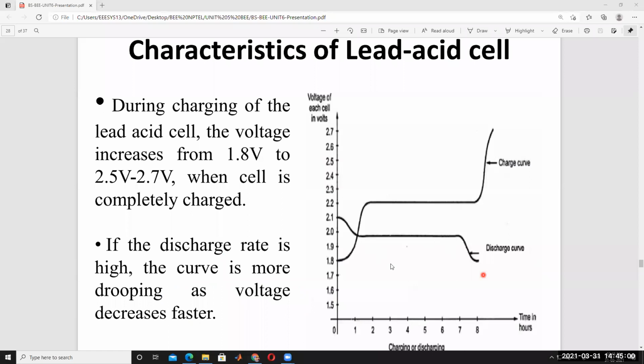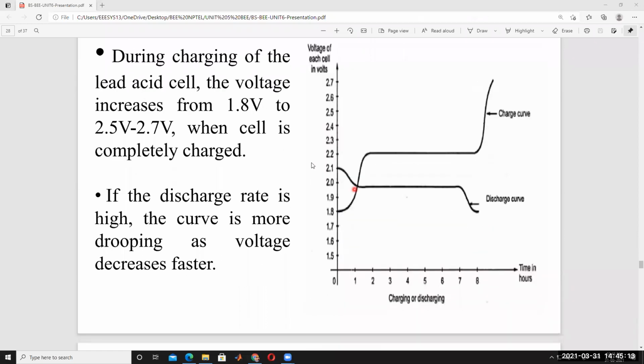And this is called discharge curve. If the discharging rate is high, the curve drops more, as voltage decreases faster. Okay, if the discharging rate is high, the voltage drops very fast. This is called discharge curve. And this is called charging curve.